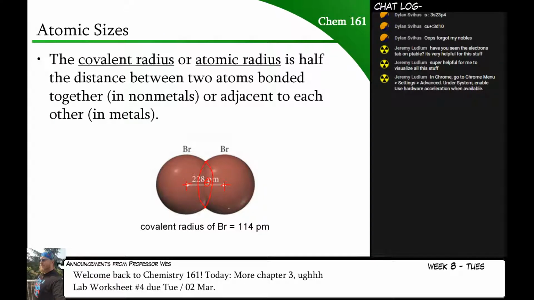But the radius of bromine, we would say, is 114 picometers because the distance between the nuclei of the two atoms is 228. Instead of trying to do a calculation where we figure out whatever the actual radius is, which is very difficult to do, we have to use X-ray diffraction to do that. But figuring out the distance between the nuclei is a little more trivial. So we just use that and define it that way.